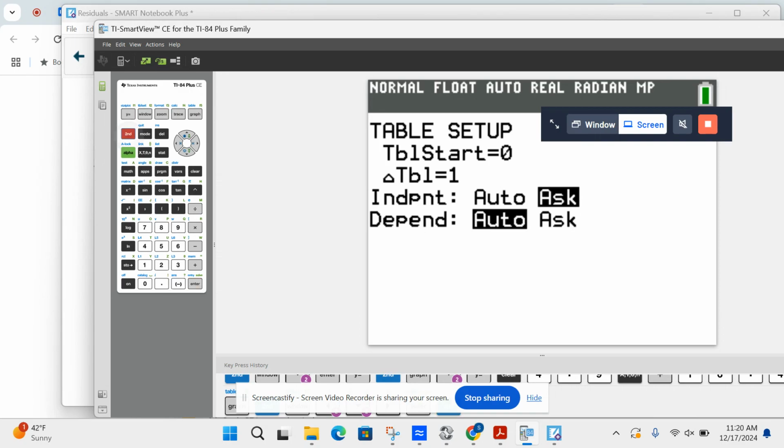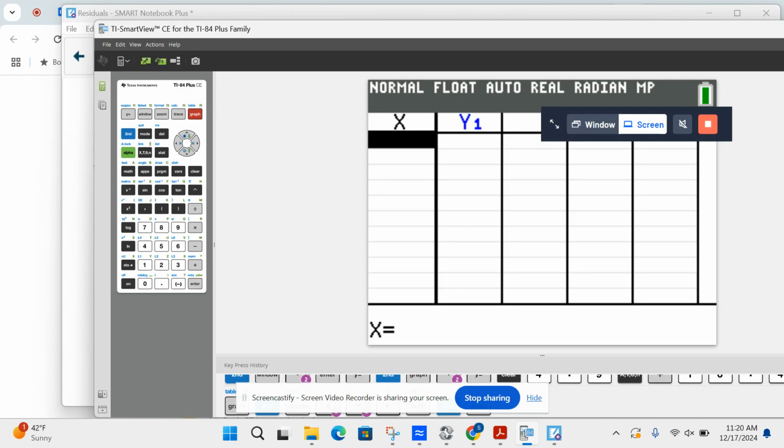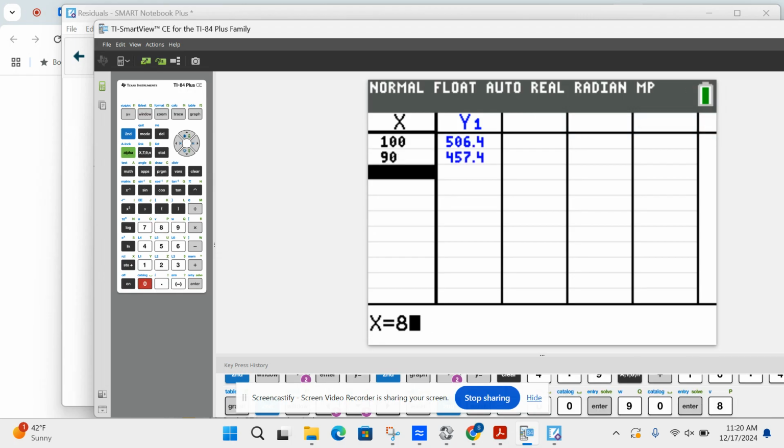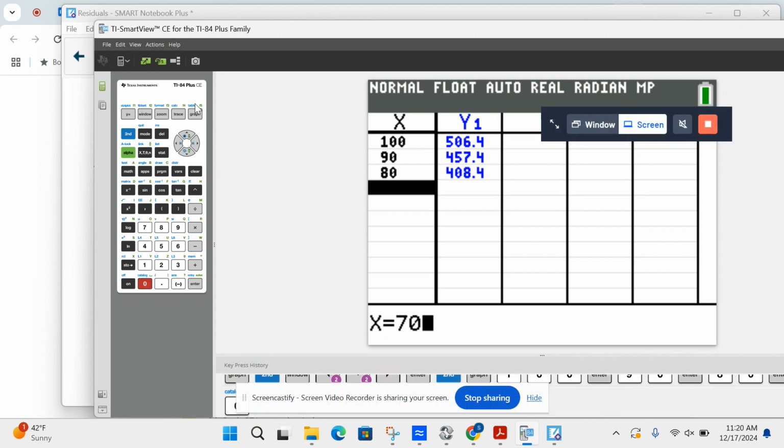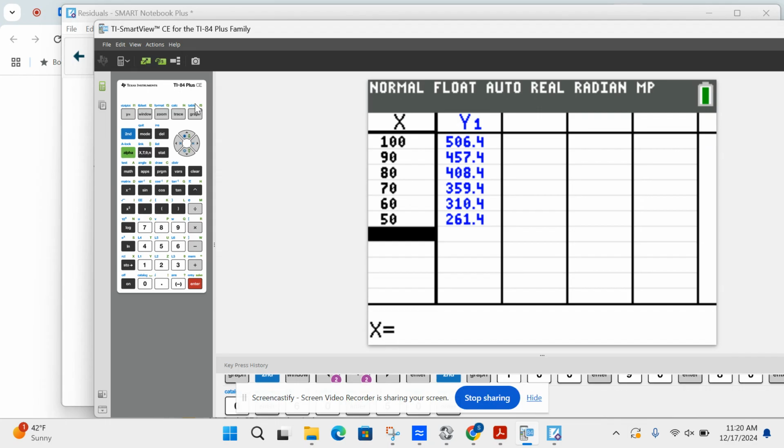Then go back to your table and you'll be able to type in all of the numbers. So 100, 90, 80, 70, enter, 60, enter, and 50, enter. If you need help seeing that, raise your hand.